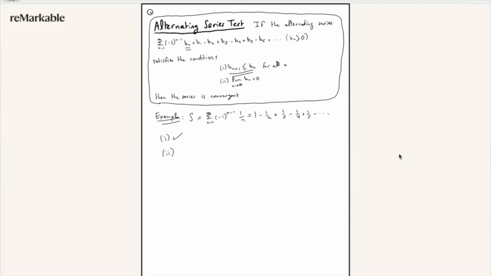And then the second condition is that the limit of b of n as n goes to infinity has to be 0. And so here b of n is 1 over n. So all we have to do is take the limit as n goes to infinity of 1 over n, which is equal to 0, because as n goes to infinity, 1 over n goes to 0. So also in this case, the second condition is satisfied. And since both conditions are satisfied, we can say that S is convergent thanks to the alternating series test.